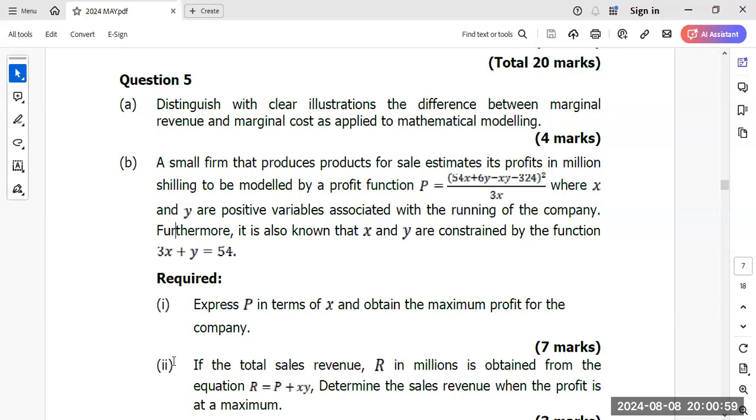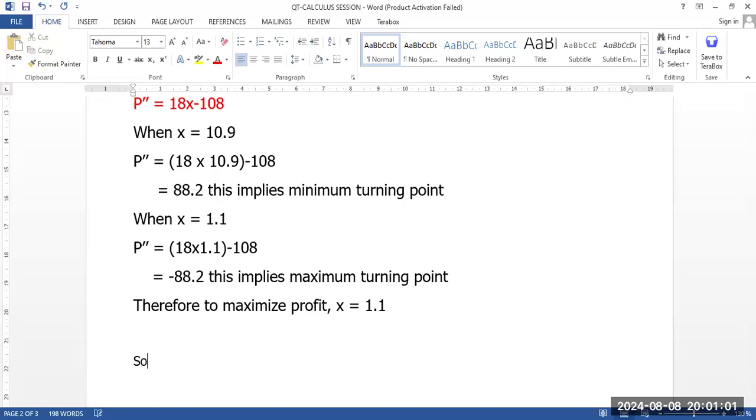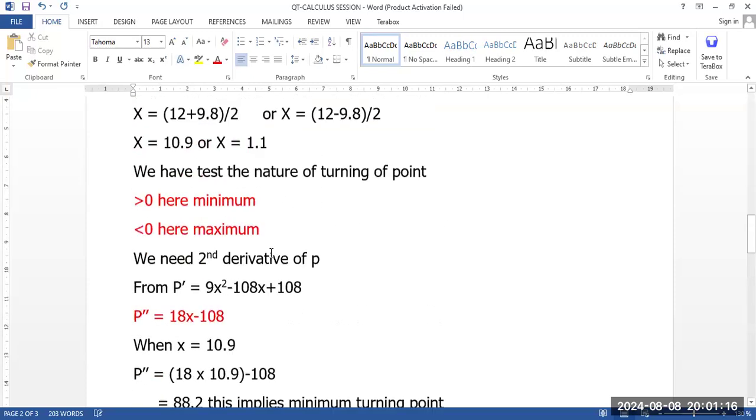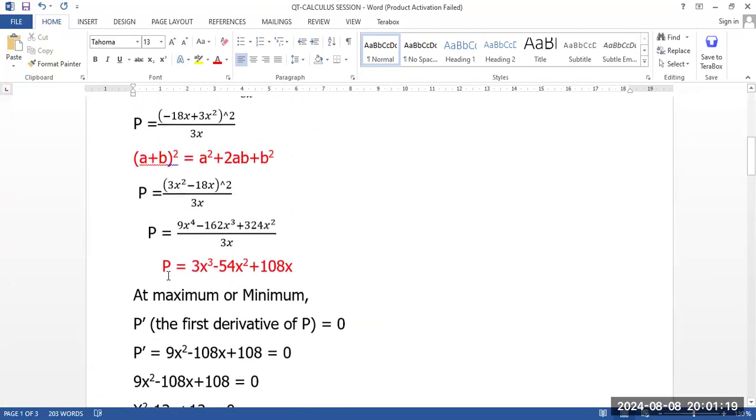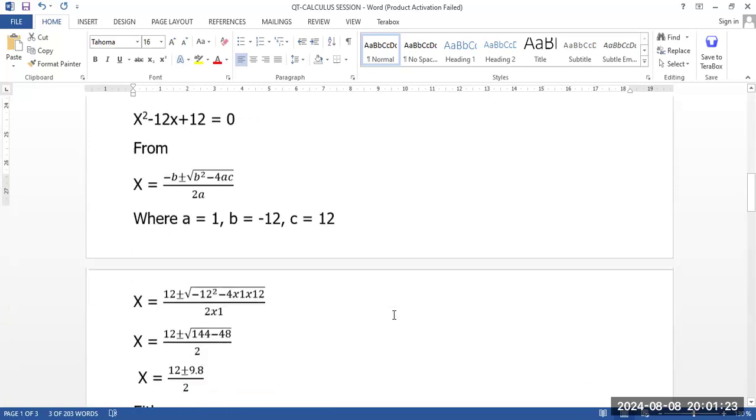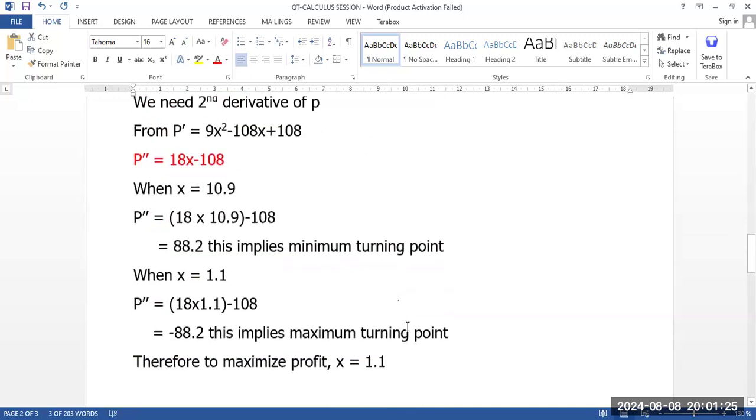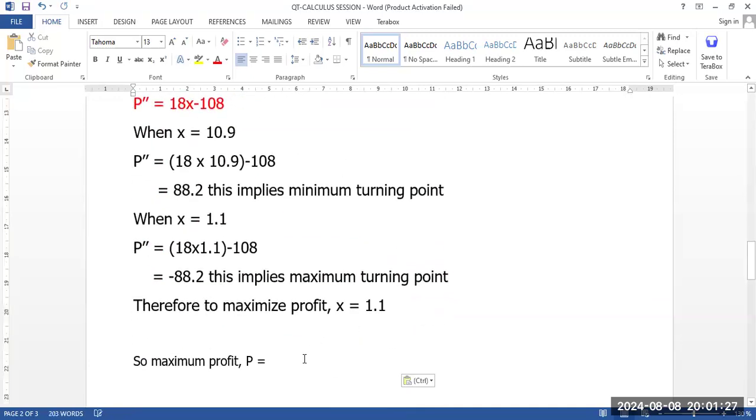What was our profit function? So maximum profit will be equal to P is equal to... remember what was our profit function before differentiating? This was our profit function. Where you have x, put 1.1. This was our profit function.